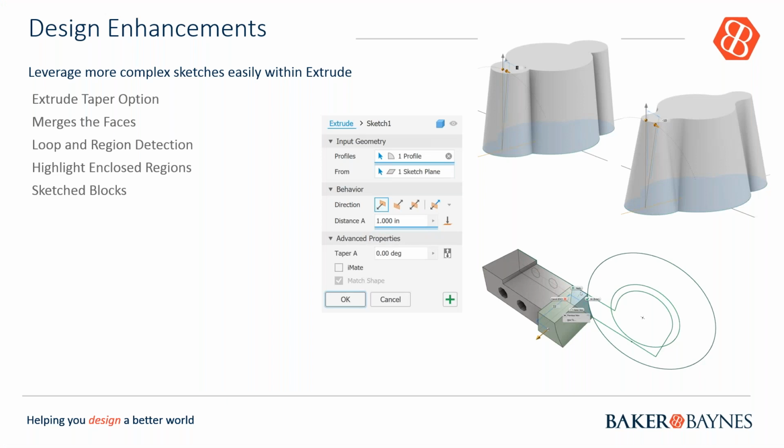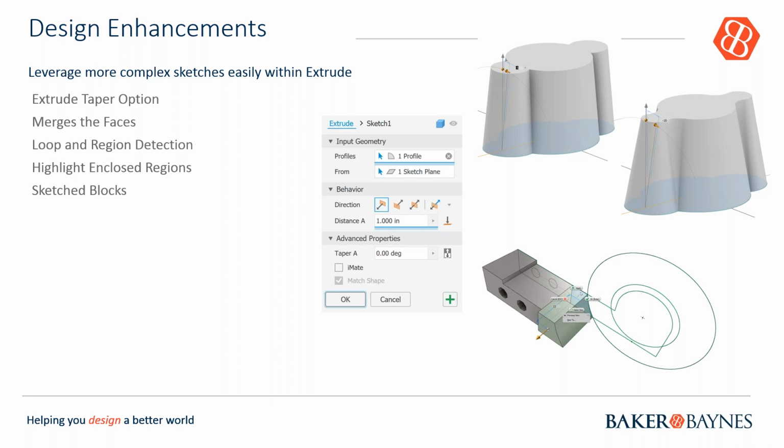Okay, keeping with the design enhancements, when leveraging more complex sketches, it's also easily within the extrude command. Now you'll notice that the extrude command has got a bit of a facelift in here. So when using the taper option with adjacent regions, the operation merges the faces to create a single unfielded result. All right. Identifying and selecting loops in the regions are significantly enhanced in this area. As you hover or move the cursor over the sketch, the loops or enclosed regions are highlighted, which makes it possible to execute that command.